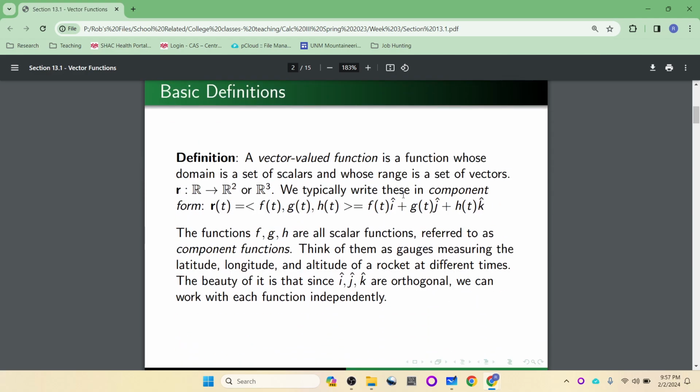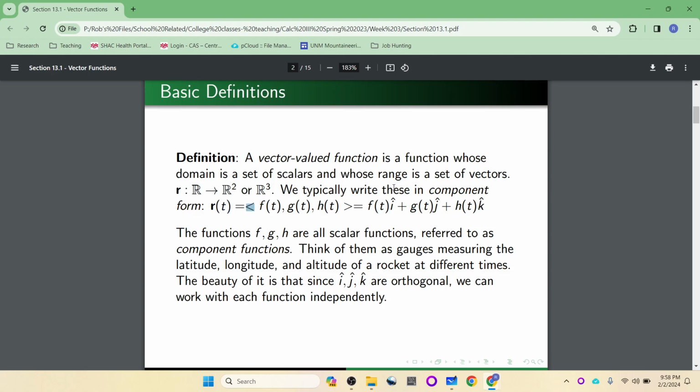A vector-valued function is a function whose domain is a set of scalars and whose range is a set of vectors. So this notation here, the boldfaced R, maps, it inputs R and outputs things in R2 or R3. So what we're talking about in this chapter is we have a single real number we're plugging in, and we get a vector, either 2 components or 3 components, back out. I like to think of the t, the input, as time.